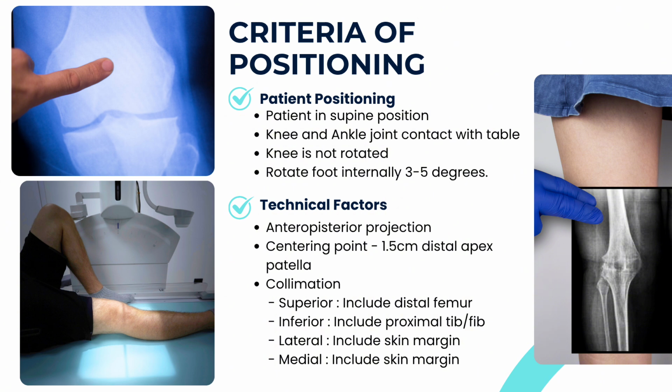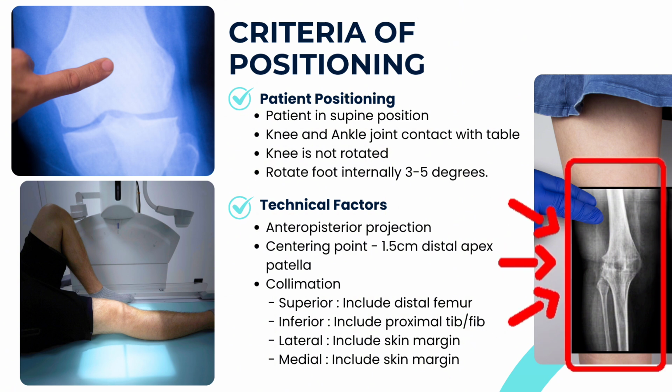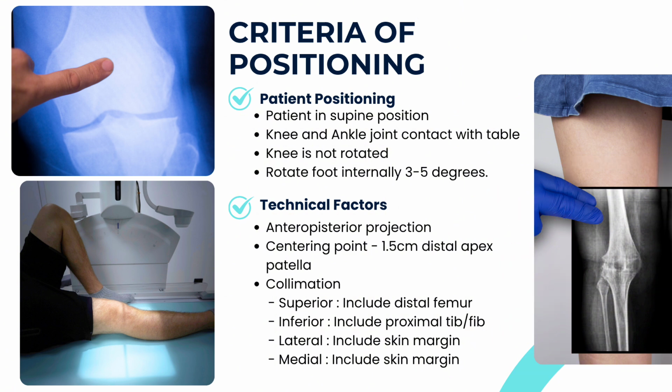For the technical factors, we use the anterior-posterior AP projection. The centering point is approximately 1.5 cm distal to the apex of the patella. Collimation is very important. For the superior part, we must include the distal femur, and for the inferior part, we must include the proximal tibia and fibula. And for the lateral and medial parts, we must include the skin margin. Proper positioning ensures symmetry and allows accurate evaluation of joint space, alignment, and anatomy.